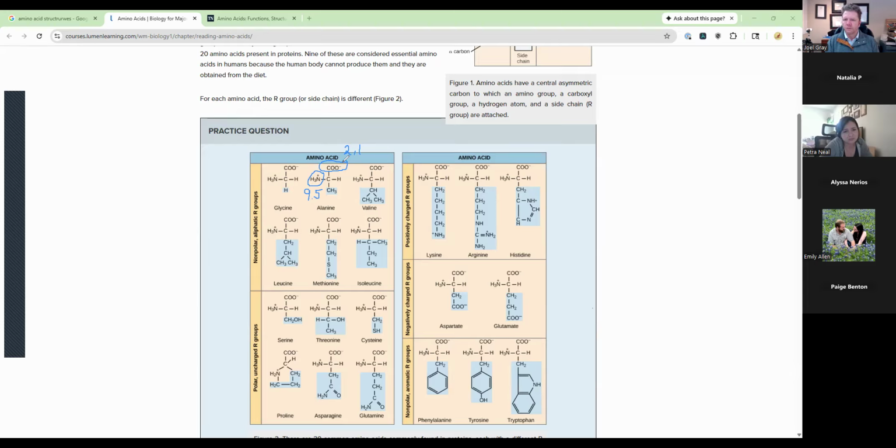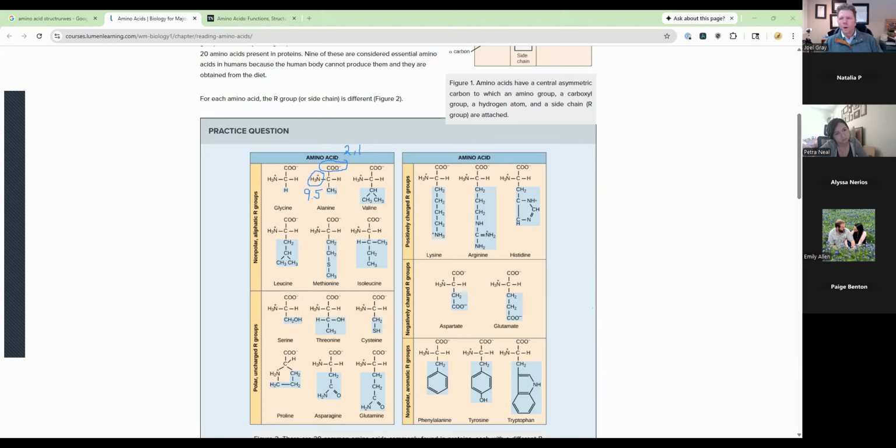It has to be less than 9.5, because the other group, the NH3, is protonated. And if that group is protonated, we know that the environment is too acidic for that group to be deprotonated.